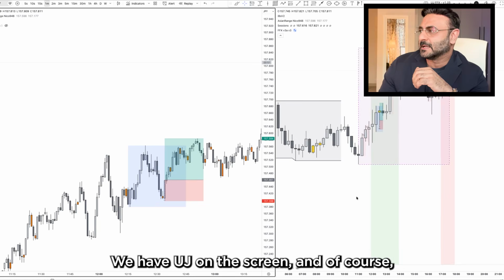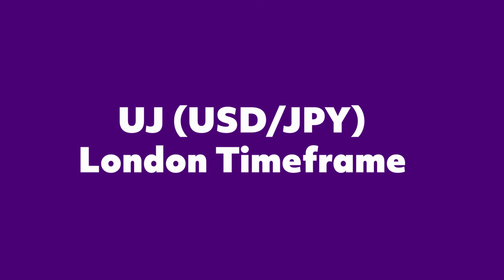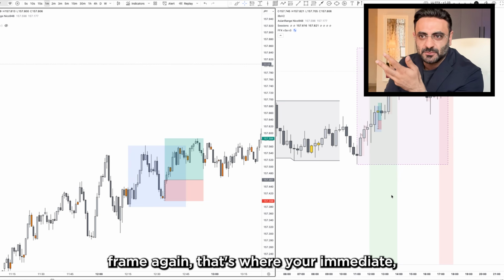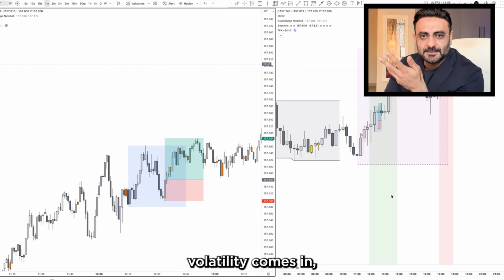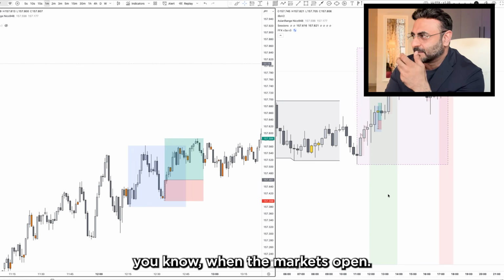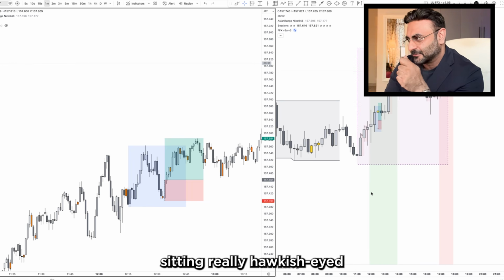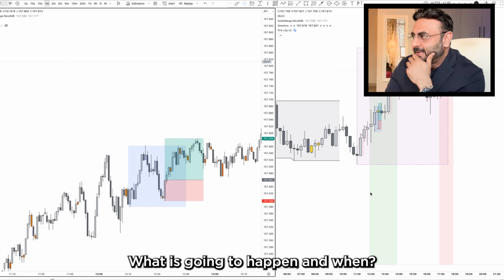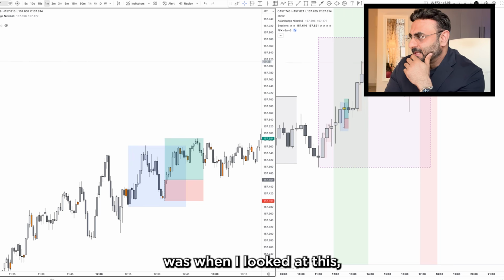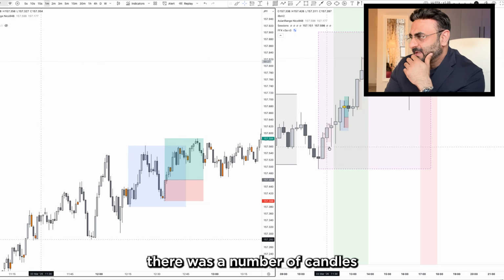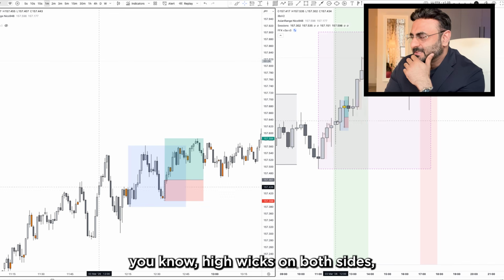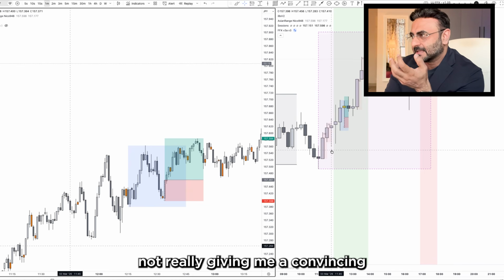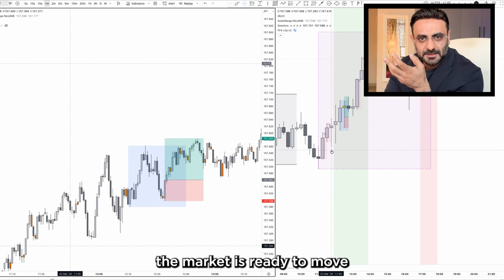What do we have here? We have UJ on the screen, and of course this is my London time frame. Now with London time frame, again, that's where your immediate volatility comes in, when the market's opening, and this is where I'm sitting really hawkish-eyed to the charts, to the candlesticks, what is going to happen and when. What I noticed here was a number of candles with high wicks on both sides, something that I'm not interested in because it's not really giving me a convincing telltale sign of, okay, the market is ready to move in that direction.